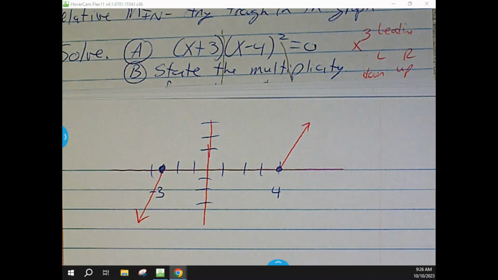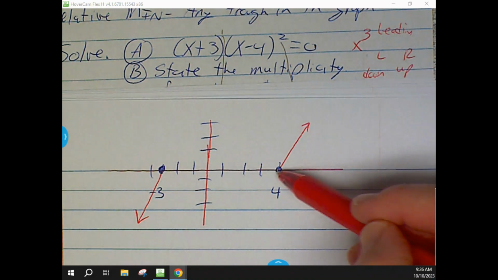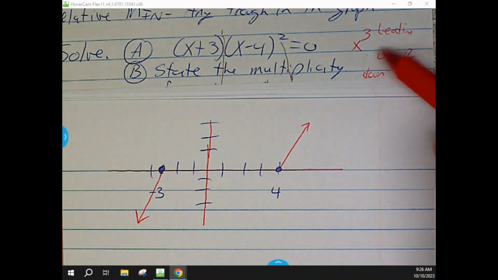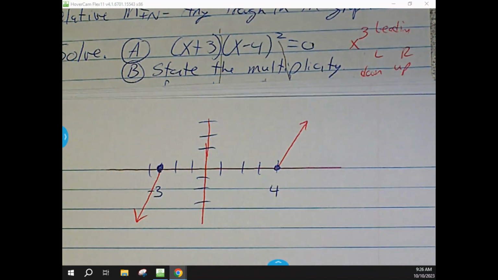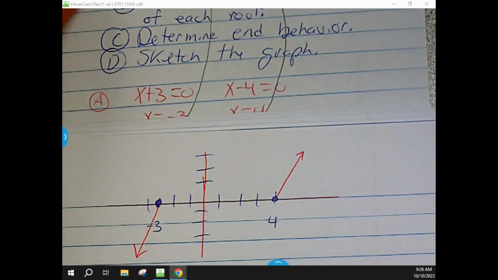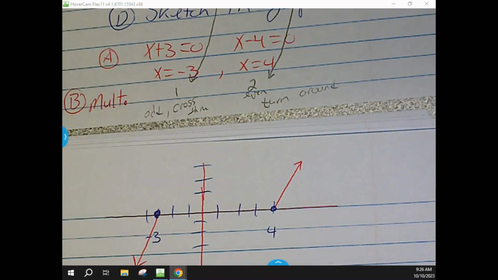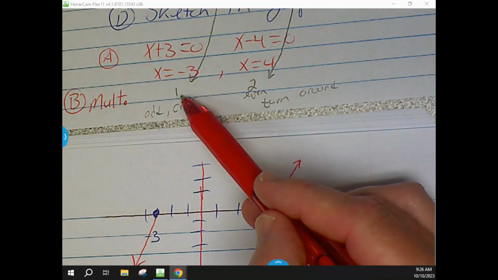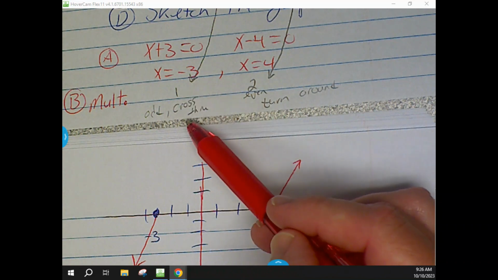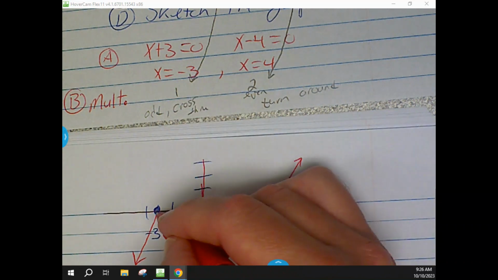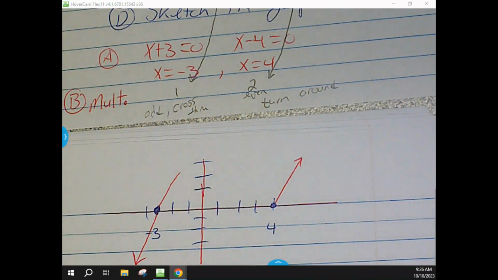We talked about that back before fall break. This is where we actually start tying this thing together. Once you've got your solutions put on there, whatever the rightmost tells you to do, from there you do that. In this case it was up. You go to your left zero and you go down. Everything in the middle is now based on multiplicity. So when you get to -3, because the multiplicity is 1, you're going to cross through to the other side.